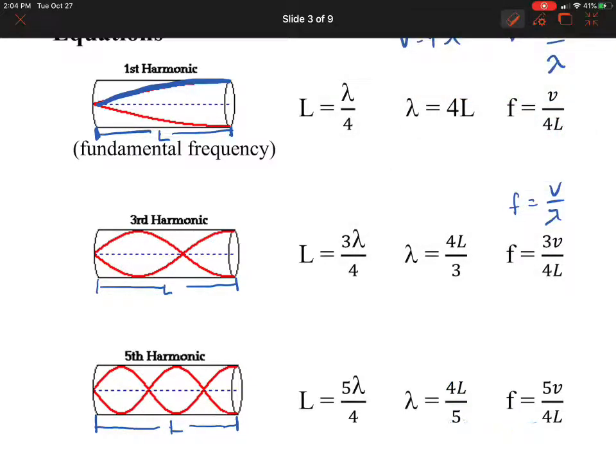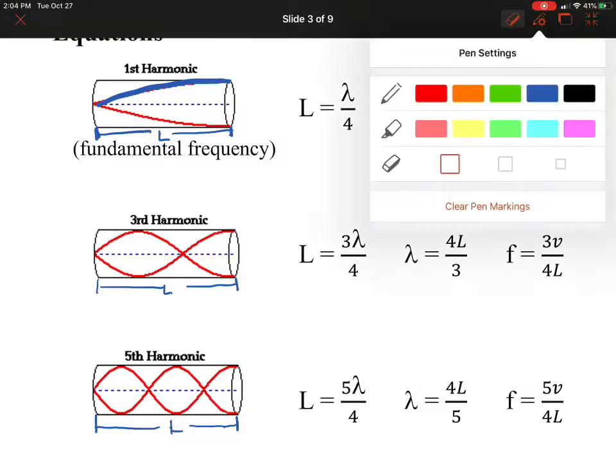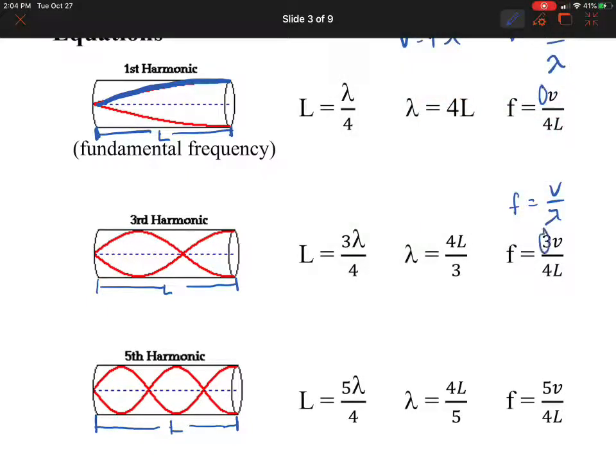Are you noticing any sort of patterns here? Do you notice that the length is always divided by 4? Yeah, so there we go. The wavelength is always divided by the number harmonic it is. Okay, do we notice that the number harmonic shows up in the numerator of our frequency? By the way, this one's 1, we just don't write it, right? So we are noticing some patterns here.